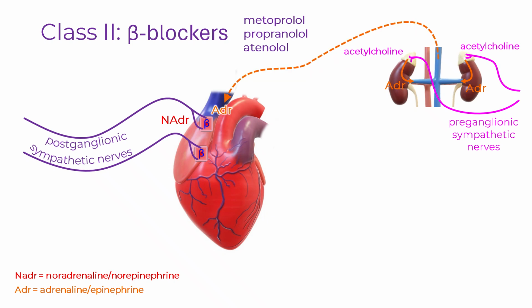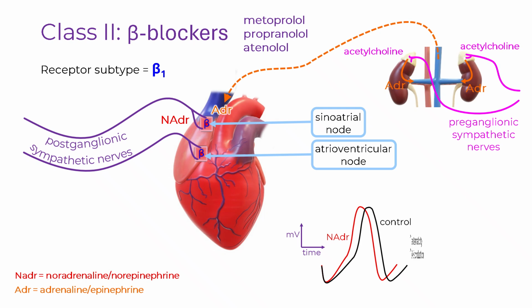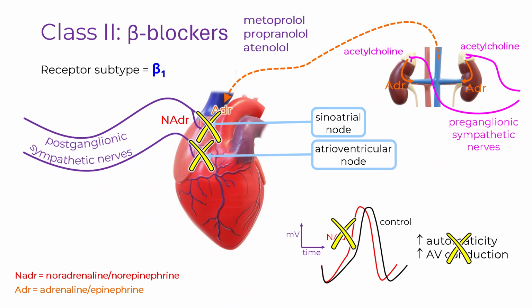Noradrenaline and adrenaline stimulate beta-1 adrenergic receptors, particularly in the sinoatrial and atrioventricular nodes. This increases the rate of rise of the nodal action potential upstroke, enhancing spontaneous firing in the sinoatrial node, known as automaticity, and accelerating conduction through the atrioventricular node. Blocking these receptors therefore reduces automaticity in the sinoatrial node and slows atrioventricular conduction.